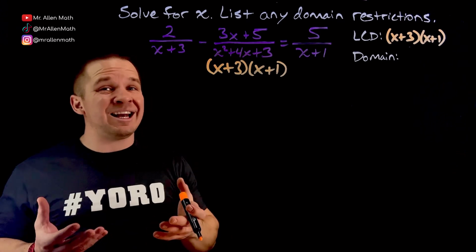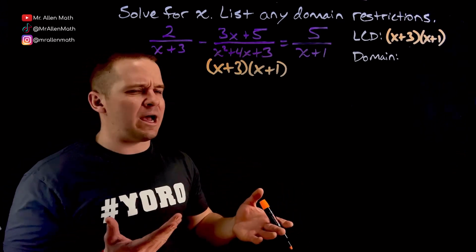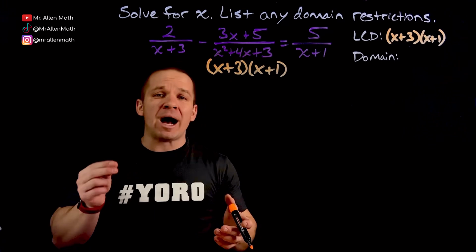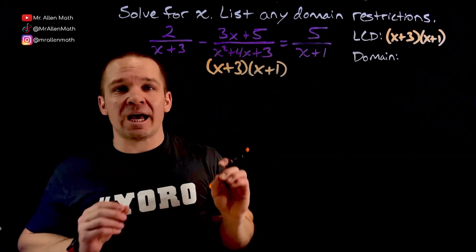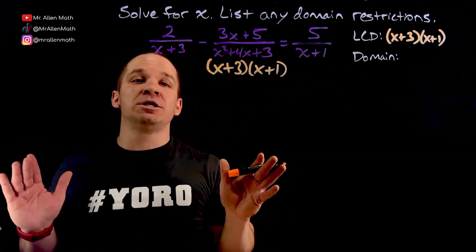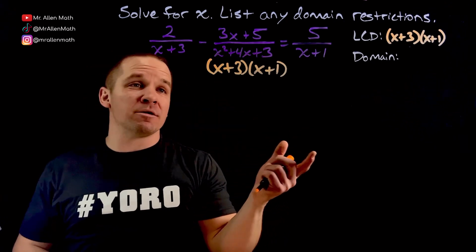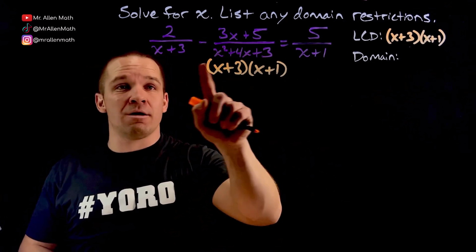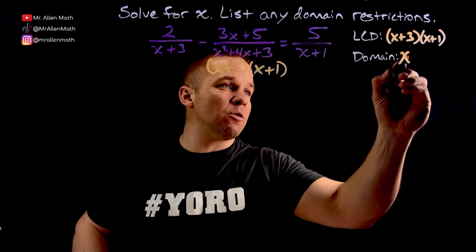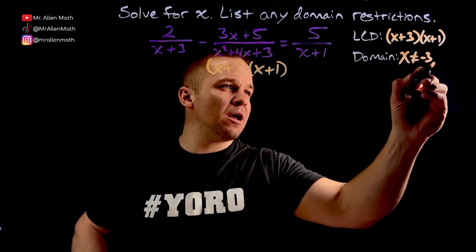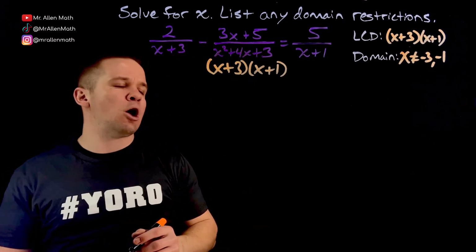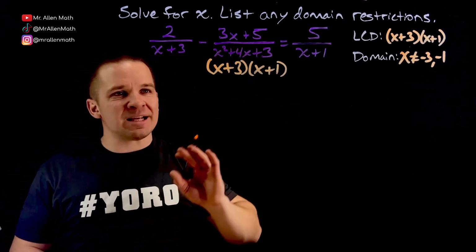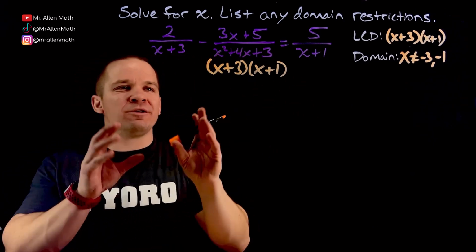Domain restrictions are anything that makes my denominator 0. Why? Because I cannot divide by 0, so we can't do that. So what makes my denominator 0? Well, -3 and -1 would both make it 0. This one here, same with that one. So x cannot equal -3 and -1. Excellent. That's taken care of, out of the way. We're ready to rock and roll.